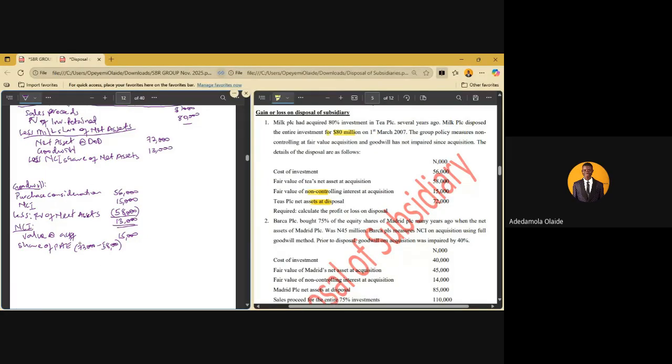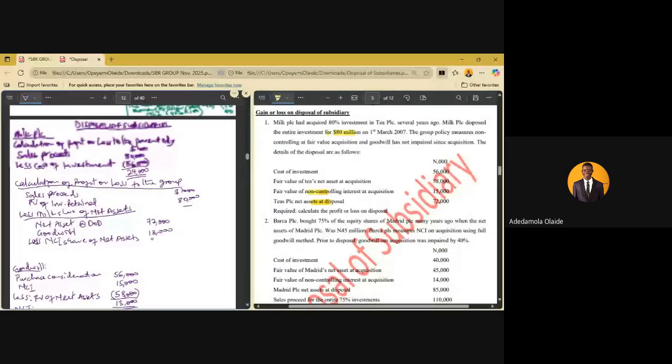But don't forget, we have to do what? They only hold 20% of the company, abi? Because the other party holds 80%. So 20% of that 14,000 will give us what? That's 2,800. That should be true, abi? Then, yes, if we come back to 17,800, what do we now have?